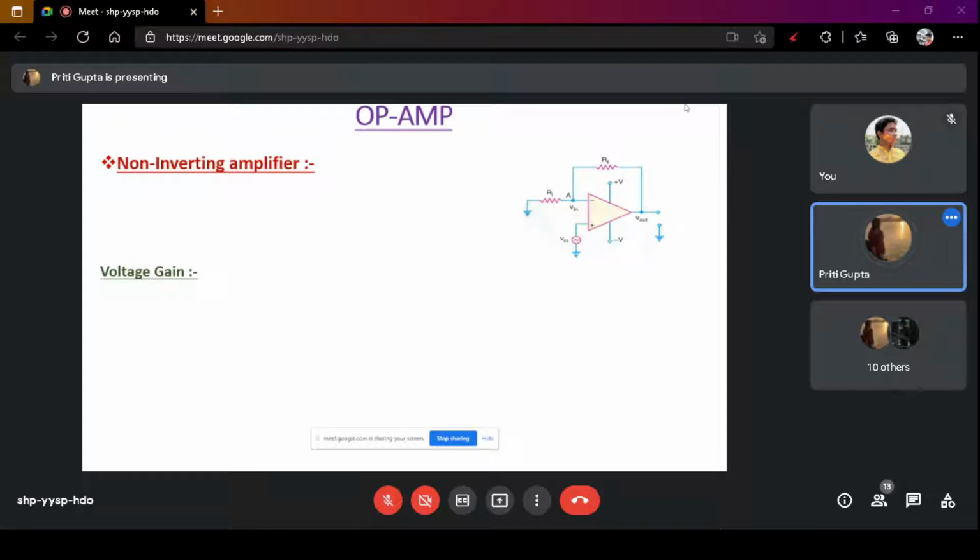So write down: in this case, the op-amp is connected as a non-inverting amplifier as shown in the figure. The input signal is applied to the non-inverting input.